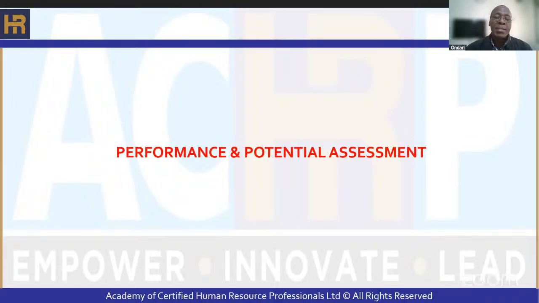For potential assessment, we are looking at the employees who have what it takes not only to perform their current roles, but also to occupy future roles in higher positions. As we shall see, potential assessment focuses on the employees with the right mix of skills, knowledge, experience, and abilities to be promoted to the next level.